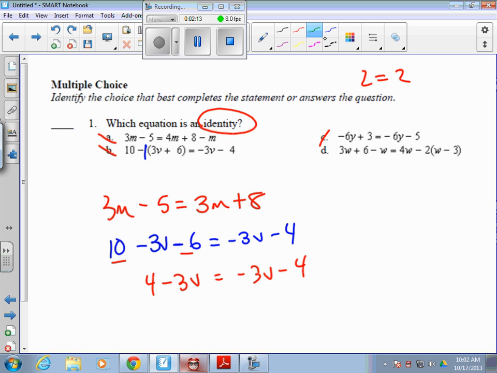Distribute -2 times both things, which gives you -2w, and -2 times -3 is +6. Bring the rest down. 3w plus 6 minus w equals 4w minus 2w plus 6. Simplify the rest. 3w minus w will give you 2w plus 6. And 4w minus 2w is 2w plus 6. Notice both the left side and the right side are identical. Both of them have 2w. Both of them have plus 6. Number one's answer is D. That is the identity. That's the true statement.